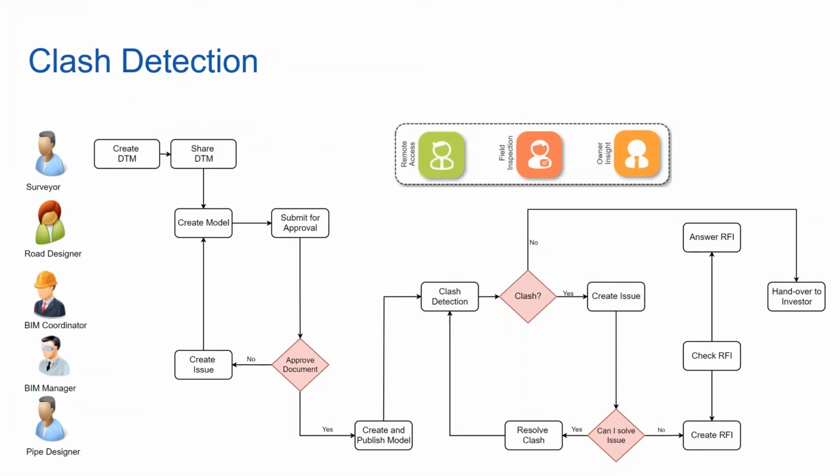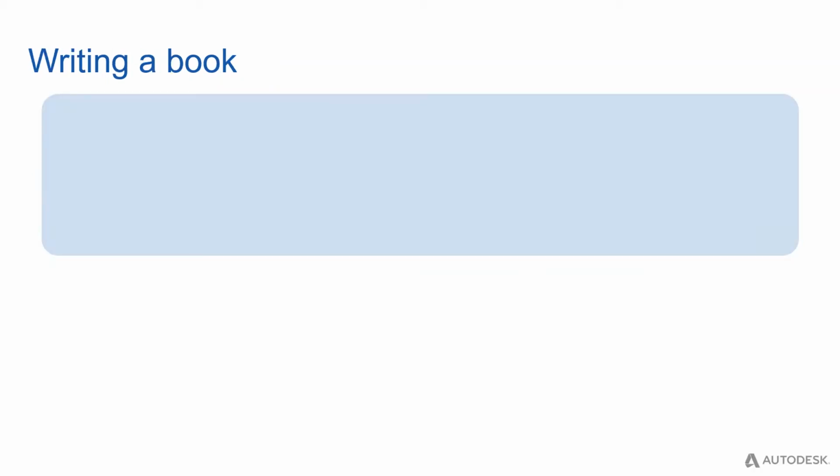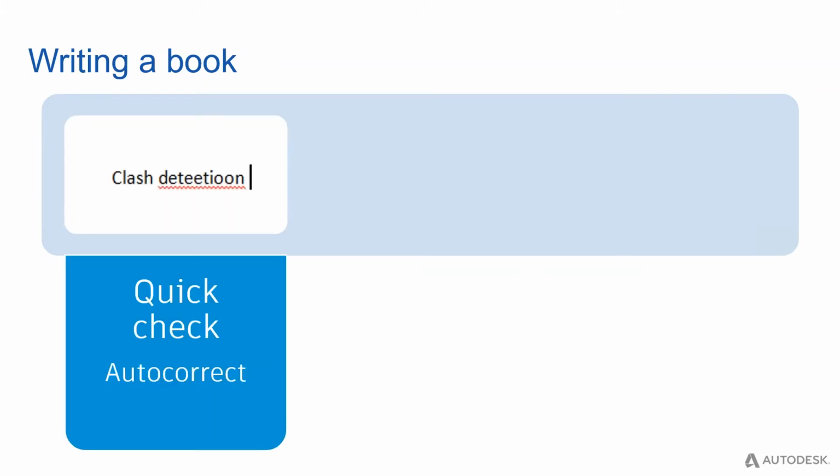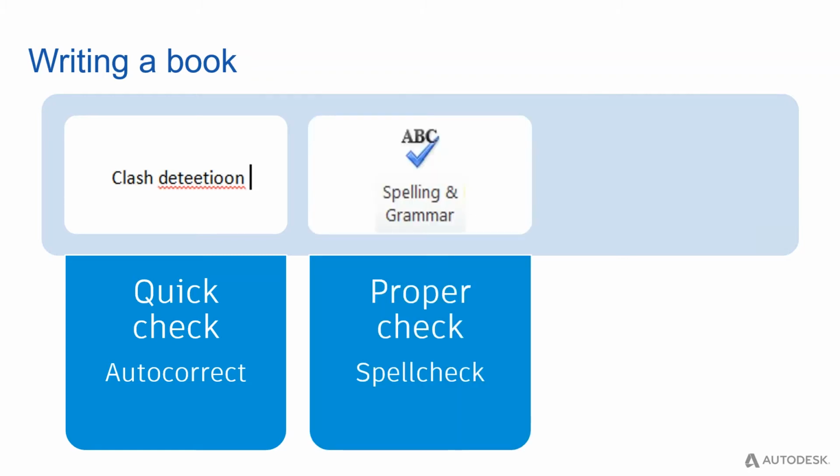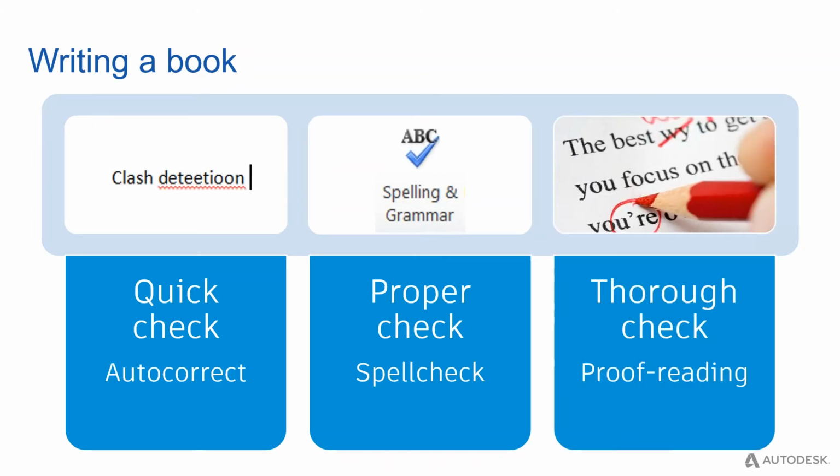And now I will be talking about clash detection. You heard about clash detection in the previous session, but I will talk about it in a slightly different way. It's kind of like writing books. If you are writing a book or some text in Word, you can use autocorrect, a quick check, or you can make a proper check using spell check, or you can do proofreading. Basically, you can go through all of this and really proofread.